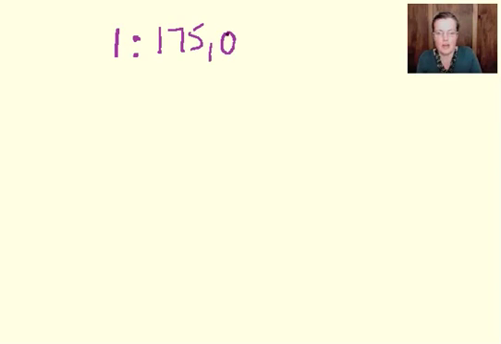A map of Marshmallow Land, of course it has to be Marshmallow Land, is drawn to a scale of 1 to 175,000. Now that means that 1 inch on the map is 175,000 inches in real life. It means 1 bogey on the map equals 175,000 bogeys in real life.